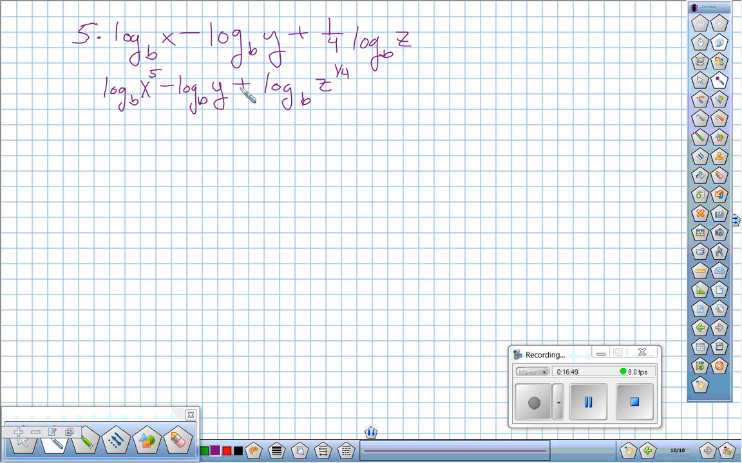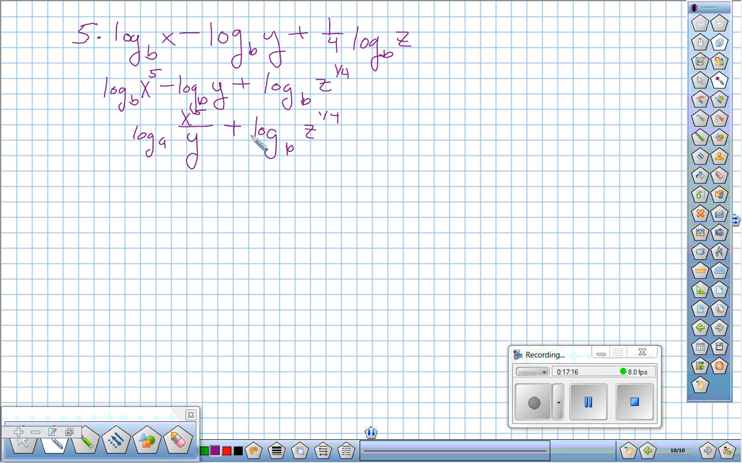I'm going to work from left to right. As soon as I have no numbers out front, I can work from left to right. And then I will do log. I still have a base b. Subtraction means division, so I'll have x to the 5th over y plus log base b of z to the 1/4.